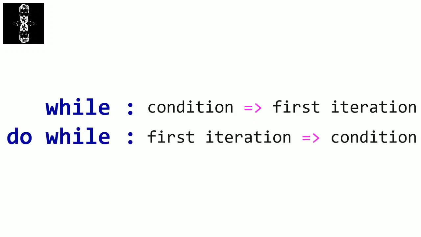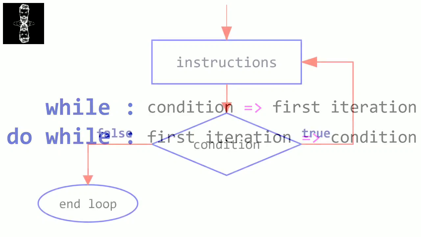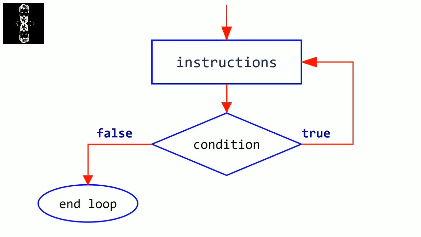It means that even if the condition is false at the beginning, the first iteration of do-while loop will always be executed, as we can see in this schema. So we execute directly the instructions, then we evaluate the condition, and if it's true, we go to instructions again, and if it's false, it's the end of the loop and we move to the code that comes after.